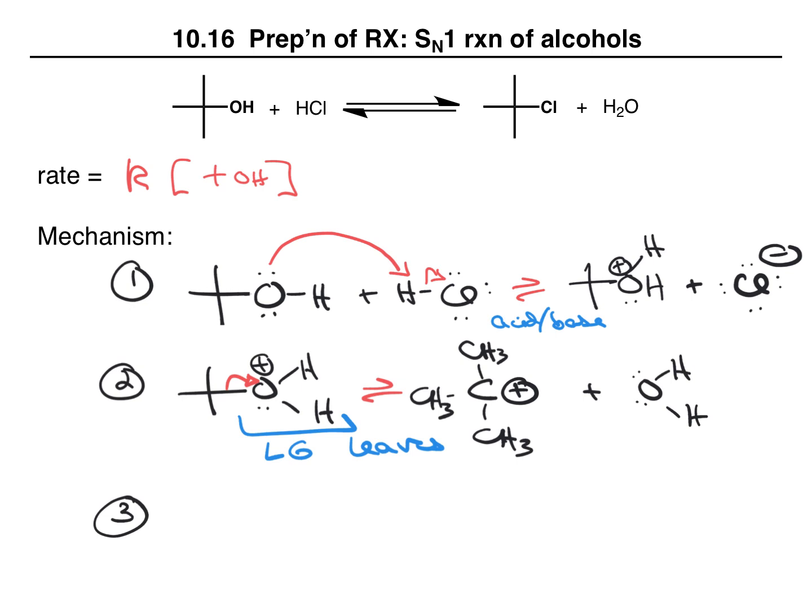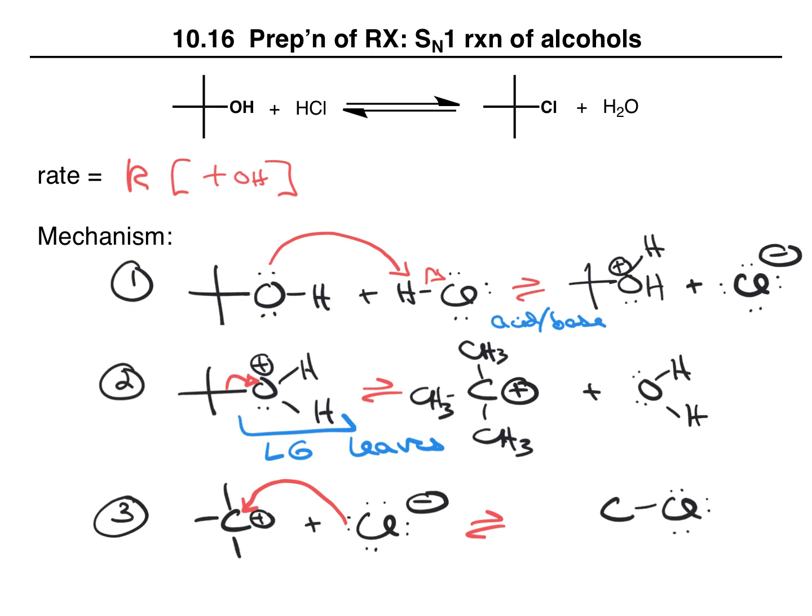And now in step 3, we have our carbocation, and it can react with chloride. So remember, we made chloride here. Now this chloride can come back and react. So the chloride acts as a nucleophile, shares its electrons with the carbocation, which is the electrophile. And so we have a new bond between the carbon and the chlorine. The chlorine still has its 3 lone pairs. The carbon is still connected to the 3 CH3 groups, and we've gotten to our product.